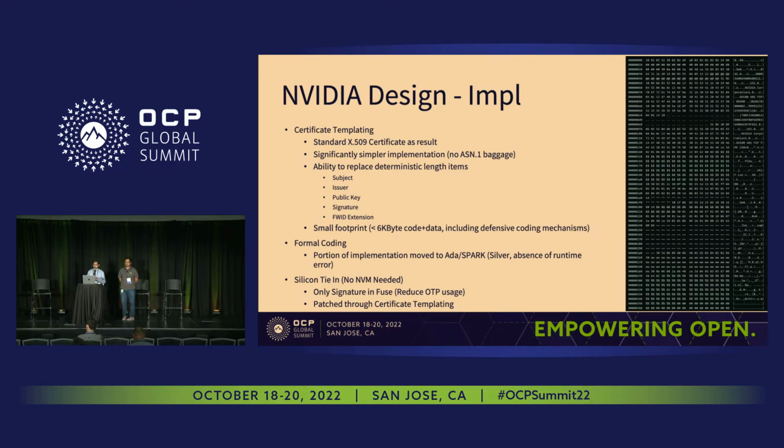And we back this up with formal coding in certain products. The ROM code is written in a language called SPARK, which is a subset of Ada, and allows us to do formal verification. Formal verification allows us to guarantee properties such as absence of divide by 0, absence of integer overflow, absence of unintended unsigned integer wraparound, buffer overflow, memory corruption, and more. And as mentioned previously, the signature is stored in the OTP and patched through a template mechanism.